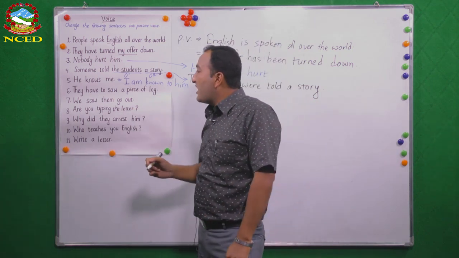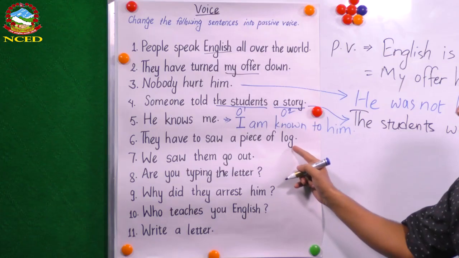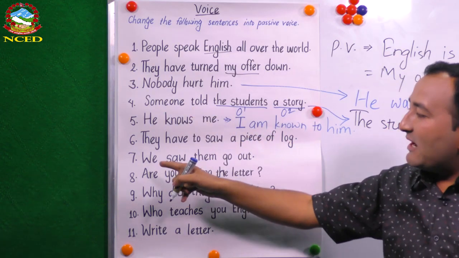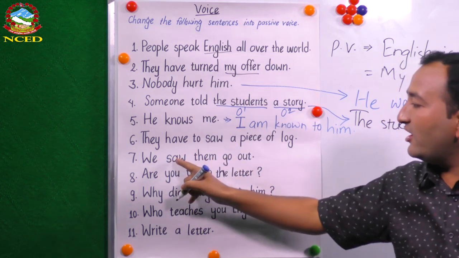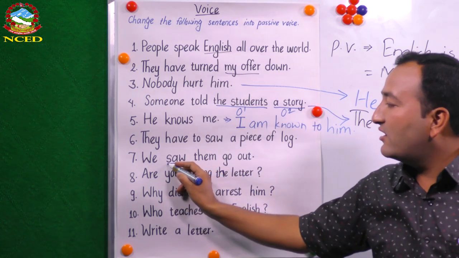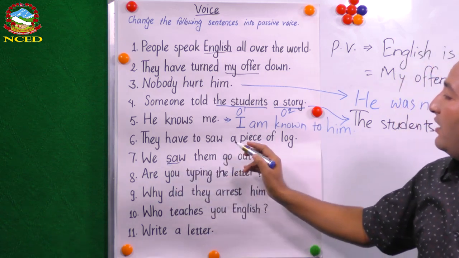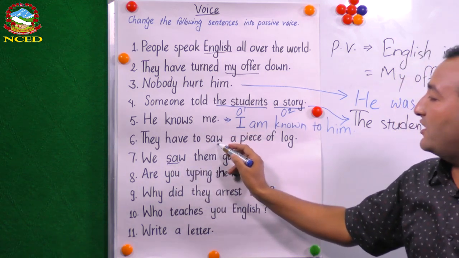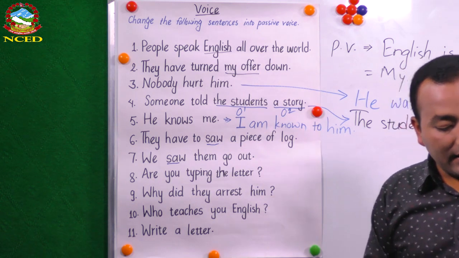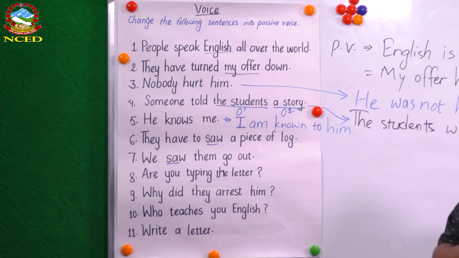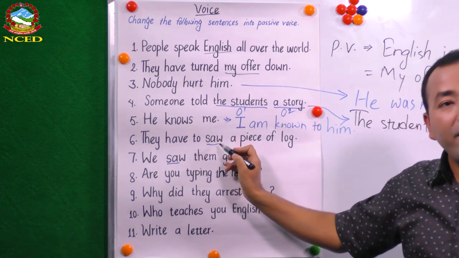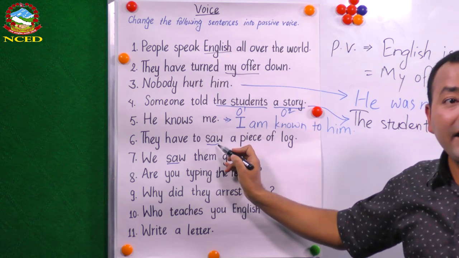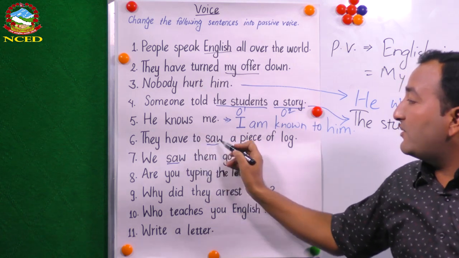Now number 6, "They have to saw a piece of log." And at the same time, read question number 7 also: "We saw them go out." Here in question number 7 there is saw, and here in question number 6 there is also saw. But the thing is, in the first sentence, saw is verb 1. This means this is infinitive, to plus verb 1.